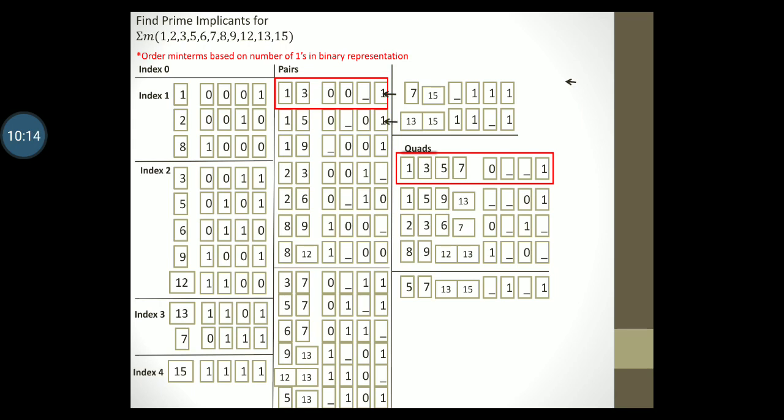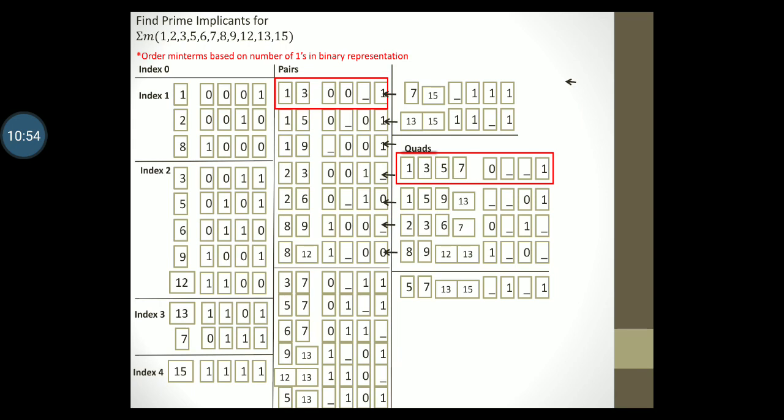Next we check 1, 5. This is also contained in the quad 1, 5, 9, 13. So we mark it with an arrow. Check 1, 9. 1, 9 is also present in the quad, so we mark it with an arrow. Similarly 2, 3 is also present in the quad 2, 3, 6, 7. We mark it. Check 2, 6. This is also present in a quad. 8, 9 is also present as a pair in some quad.